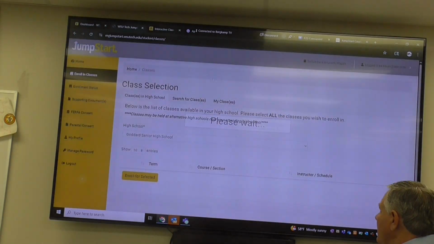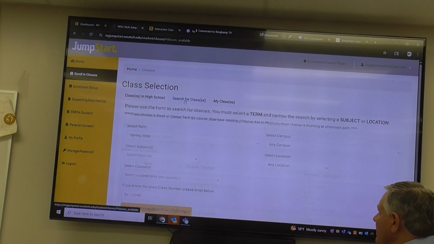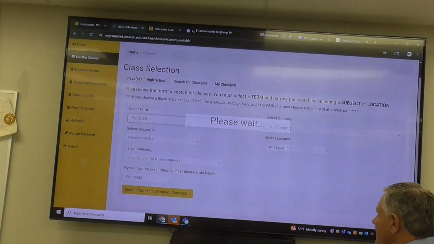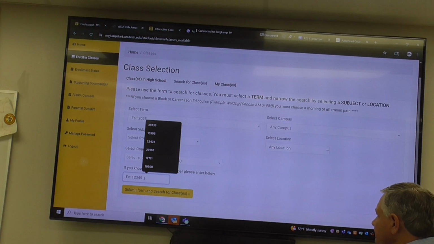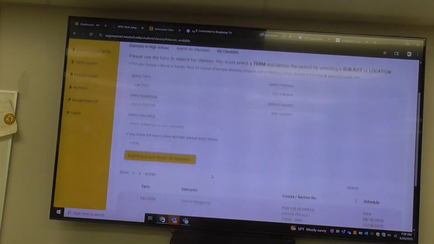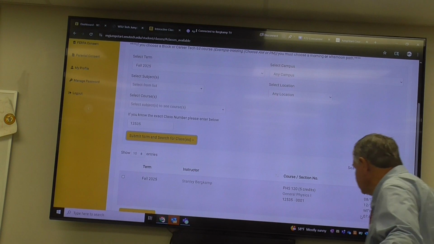Okay, and then the easiest way to find the class is if you go to search for classes at the top here in the middle. You change spring to say fall, and then the numbers that you're going to enter are 1, 2, 5, 3, 5. Here, I'll write that down. And then you just make sure that in the bottom right corner, it says that it's the first block, because there's going to be more than one option if you look at classes in the high school.